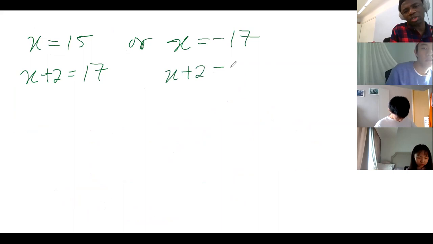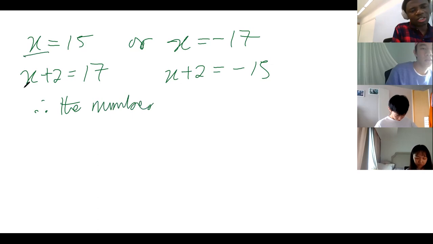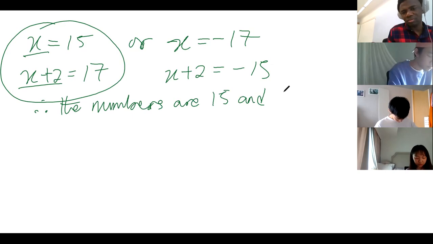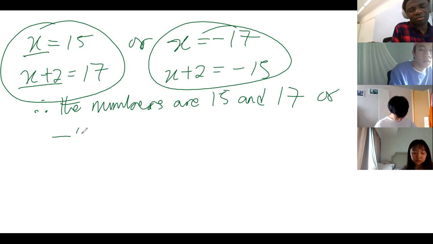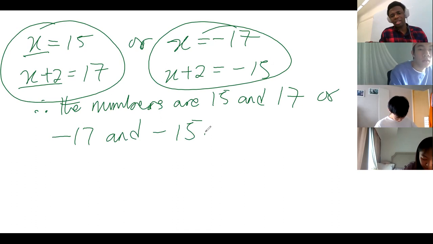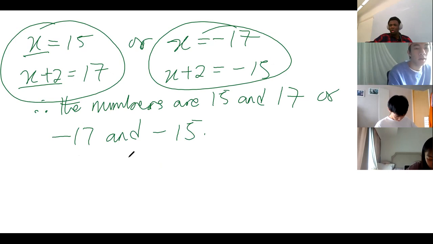So your conclusion will be, therefore, the numbers, remember the numbers are x and x plus 2. The numbers are, so this is one option, 15 and 17. Or this is another option, negative 17 and negative 15. And in any case, if you multiply, you get 55. So both of them need to be considered, because if you multiply this also, you get 55. Does that make sense? So you have to always consider both of them, not one of them. Okay? All right.